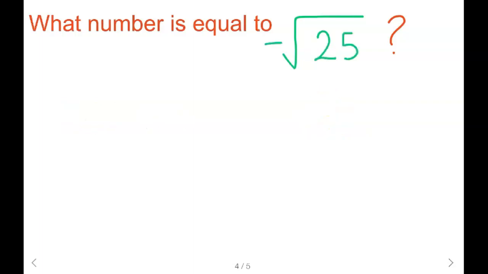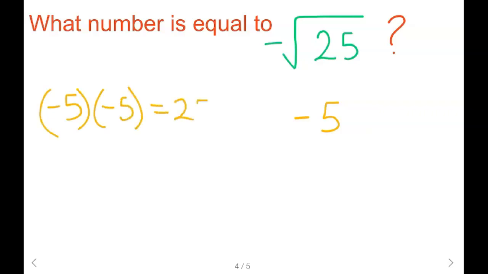What number times itself is equal to the negative square root of 25? Maybe a better way to say that is, what is the negative square root of 25? What number times itself is 25? Well, that's 5. The negative version of that is negative 5. Negative 5 times negative 5 is 25. So the negative square root of 25 is negative 5. If we have a negative in front, it just stays in front, and then we can take the square root of 25 as if that negative wasn't there.